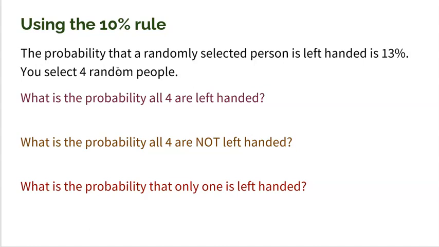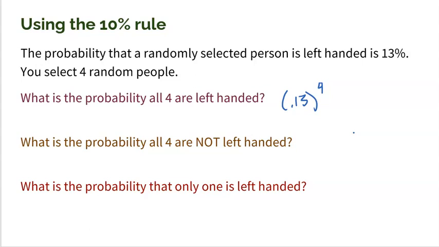All right. What's the probability that all 4 people are left-handed? So that means we would need 13% to happen 4 straight times. First person left-handed, second left-handed, third left-handed, fourth left-handed, 0.13 to the 4th, right? Very simple. Left-handed, left-handed, left-handed, left-handed. No other way that can happen.